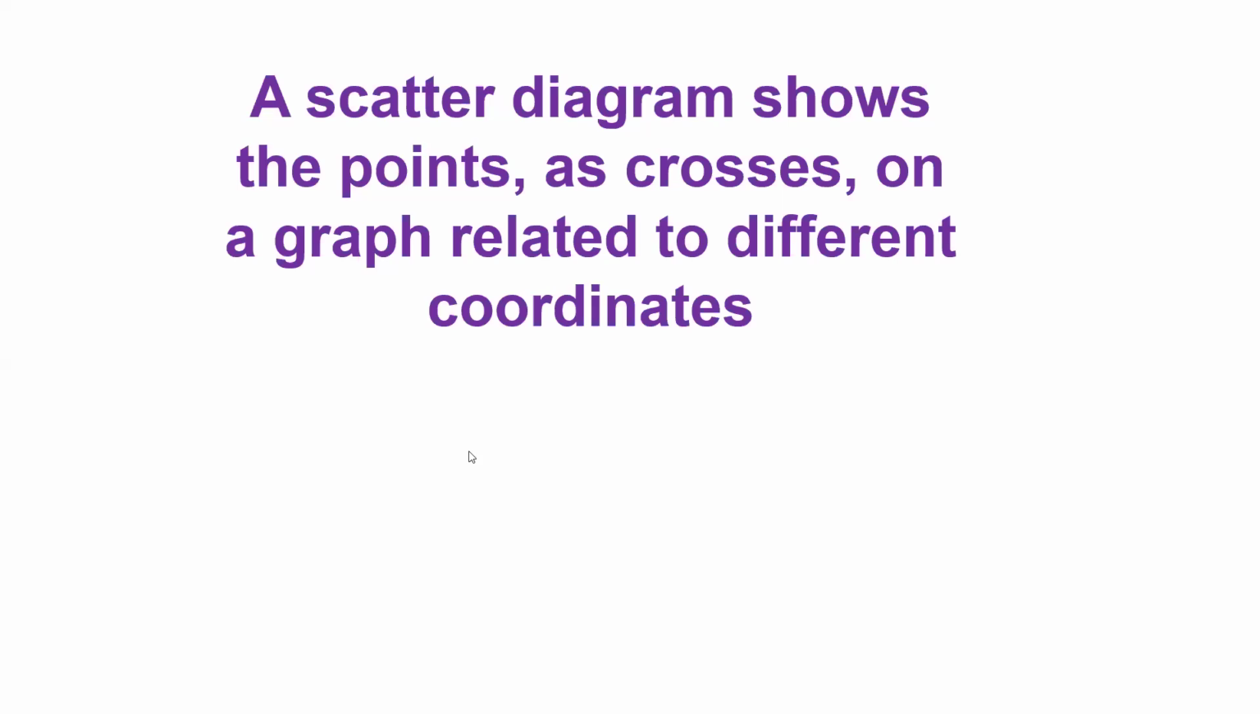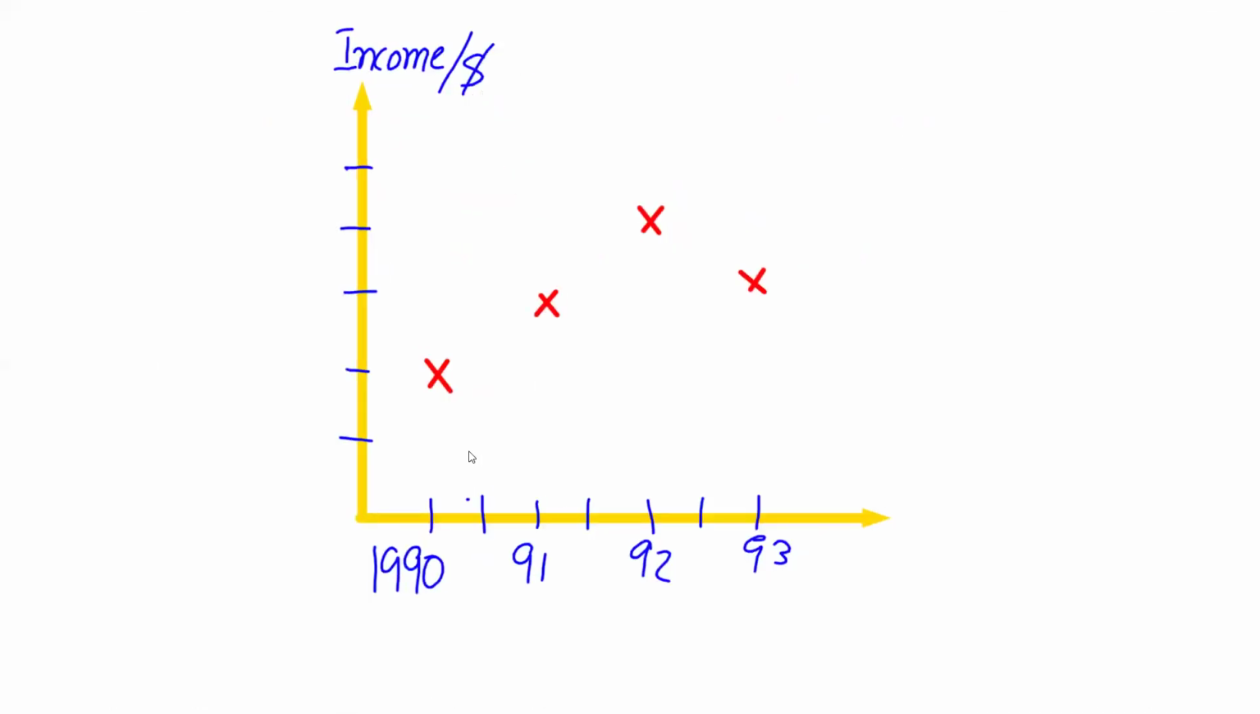Sir, it's a diagram that has points, but they are crosses instead of points, that show the coordinates, and it represents two variables, and if one variable changes, the other variable will also change. This is important to understand that these two variables may or may not be related.